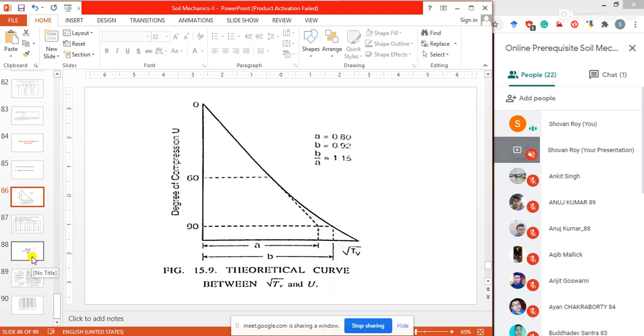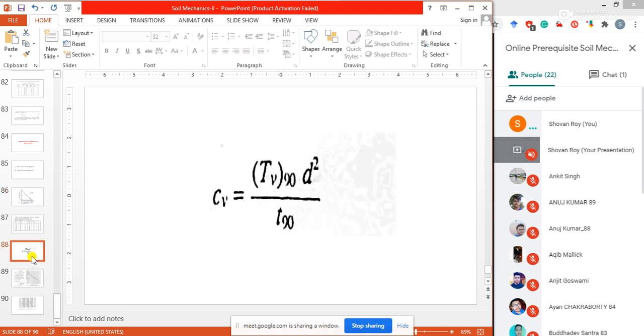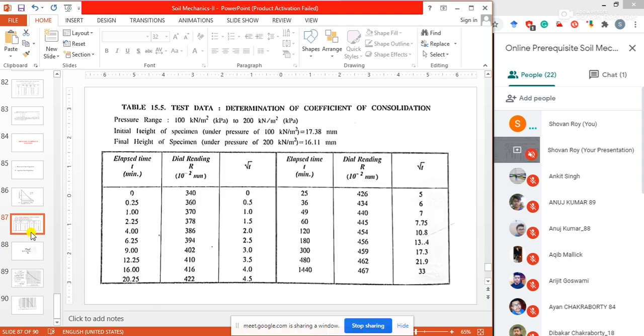So if we go to the final equation through which we can calculate our CV value, then you can see, suppose the initial dial reading, R0, the initial dial reading R0.